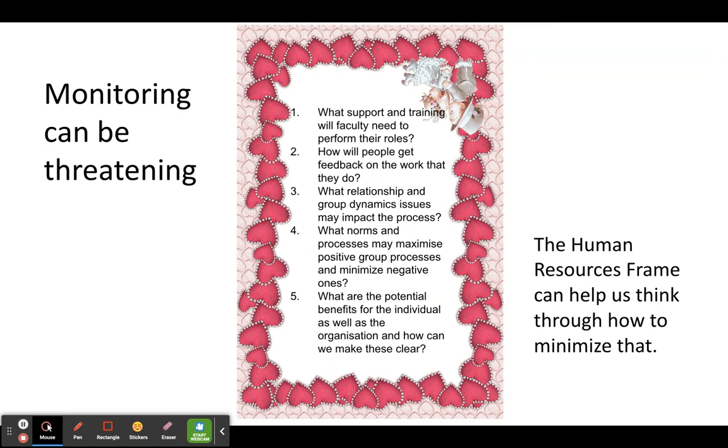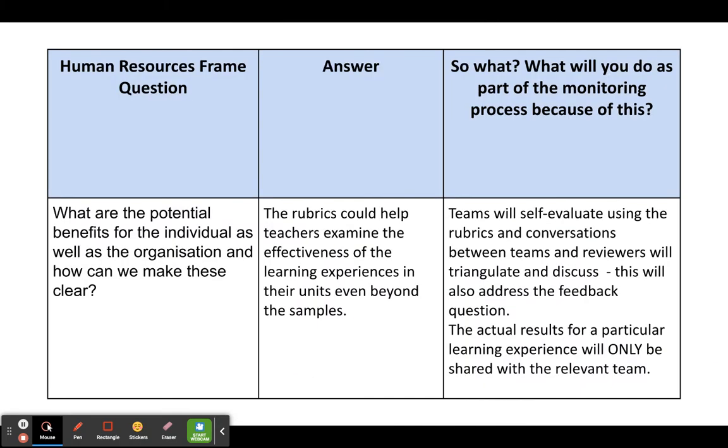When you do the practice exercise attached to this idea of monitoring, you can go through any or all of the questions from this frame. Right now, I'm just going to pick up one as a model. So if we think about the potential benefits for the individual, if we have created these rubrics for effective learning experiences and rubrics for effective opportunities to demonstrate these skills, then teachers could use those to self-evaluate as well, and teams could use those to self-evaluate.